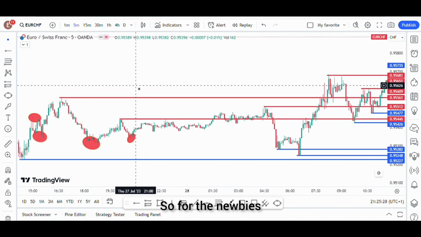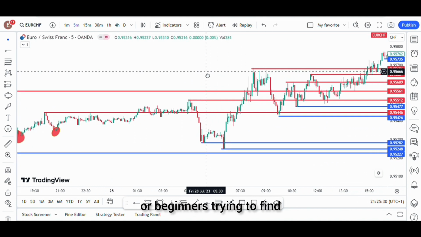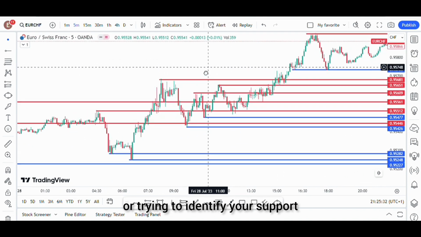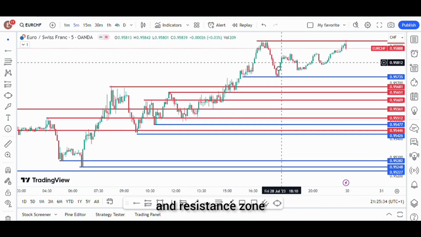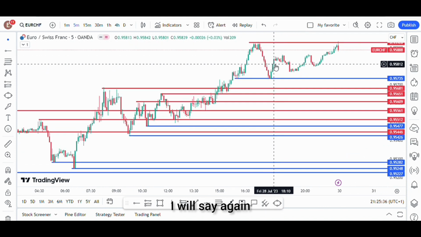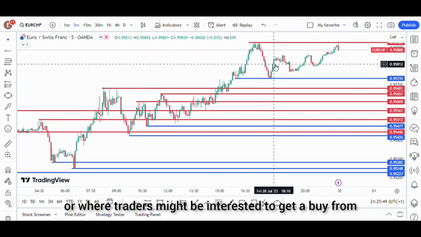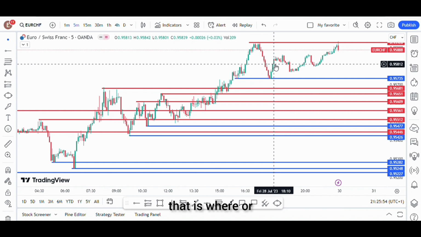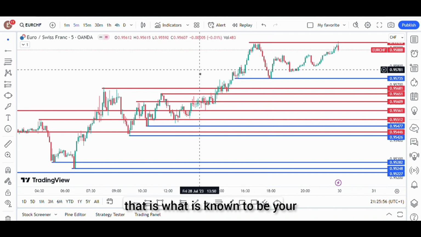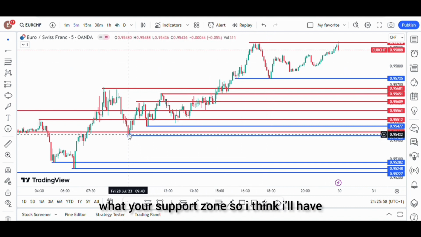So for the newbies or beginners trying to identify your support and resistance zone, I would say again, the support is the area on the price chart that indicates traders' willingness to buy. Where traders might be interested to get a buy, that is what is known as your support zone.